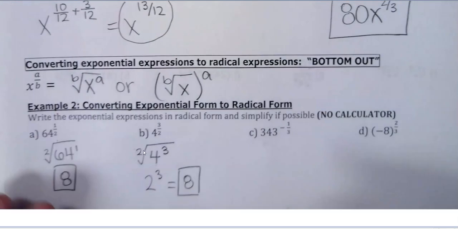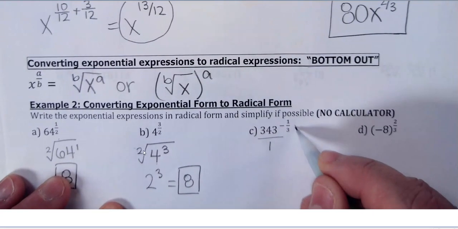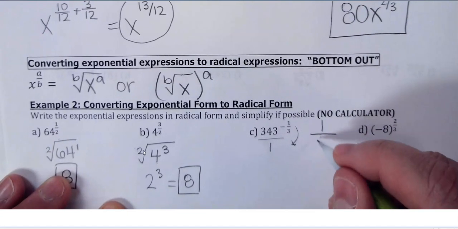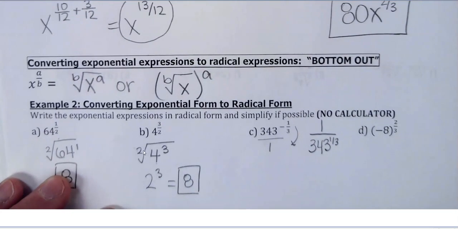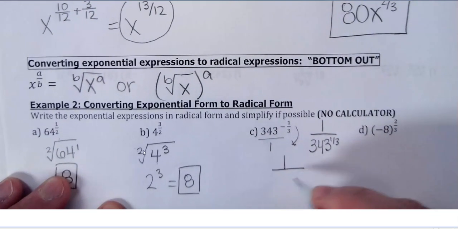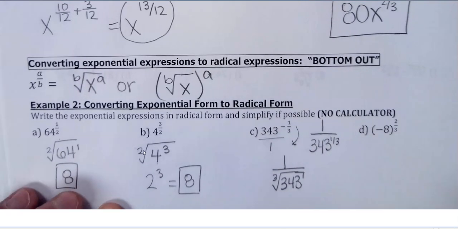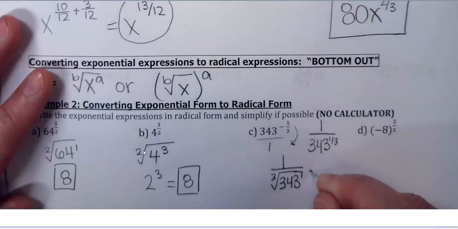All right, now negative 1/3 power, all that means is we're going to have a fraction. It does not mean a negative number. I'm going to rewrite this so I don't have a negative exponent. This would be 1 over 343 to the 1/3 power. All right, so if I do my bottom out, this is 1 over the cube root of 343 to the 1st. So 1/3 power is the same thing as the cube root. Anybody know cube root of 343? It's a nice number. 7. So this one would just be 1/7.